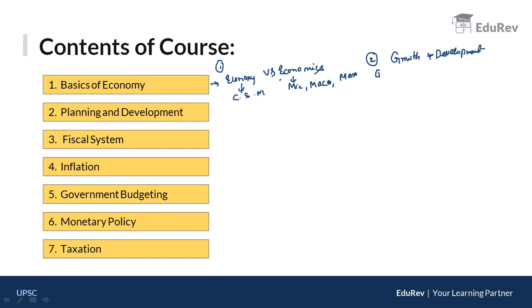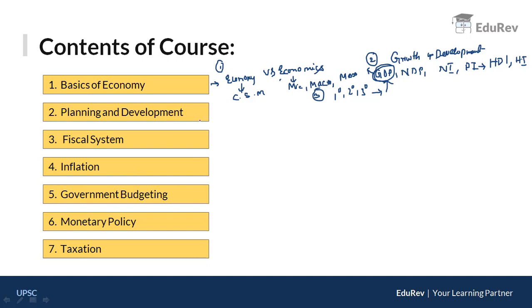Here we'll be looking at GDP, NDP, national income and per capita income. At the same time, we'll also be looking at certain indices like the Human Development Index and the Happiness Index. Clear? And in the third section, we'll be looking at the structural composition of our economy, like the primary sector, secondary sector and tertiary sector and their contribution to GDP. In this manner we are going to cover it, right? Here we'll also be looking at estimation of GDP and different methods for it.